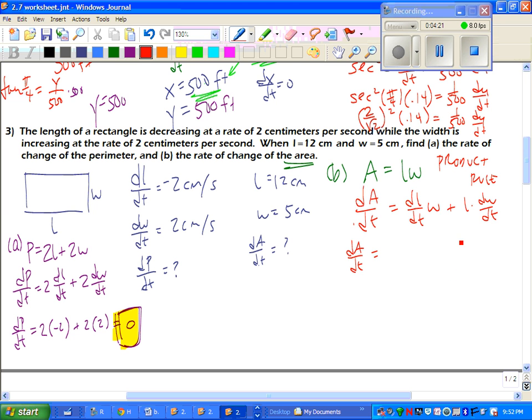We can go ahead and substitute these in. dL/dt we know is -2, width is 5, plus L is 12, times dW/dt, which we know is +2. So -10 plus 24. Our change in area with respect to time is 14 centimeters squared per second.